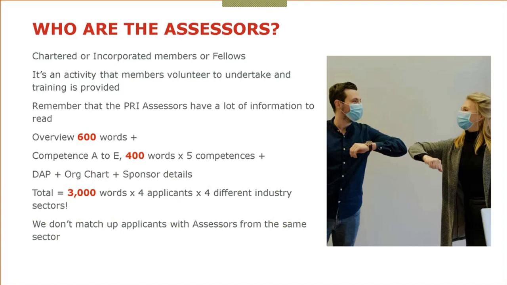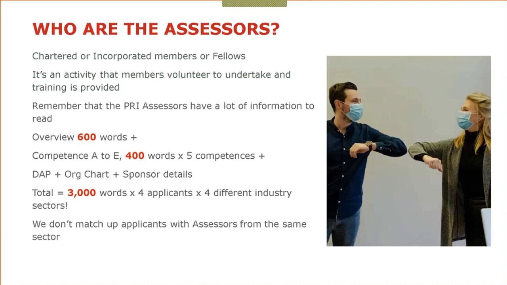Also important to bear in mind that we don't match up applicants with assessors from the same industry sector. So if, for example, you're an applicant based up in Aberdeen and you're working in oil and gas, on the day of your professional review interview, your first assessor could be, for example, George, who's based down in Warrington and has worked in the nuclear sector. The second assessor could be Fred, based in Bristol, who's perhaps a retired academic. And the professional review interview facilitator could be Mary, based down in London, who's had a career in the rail sector.